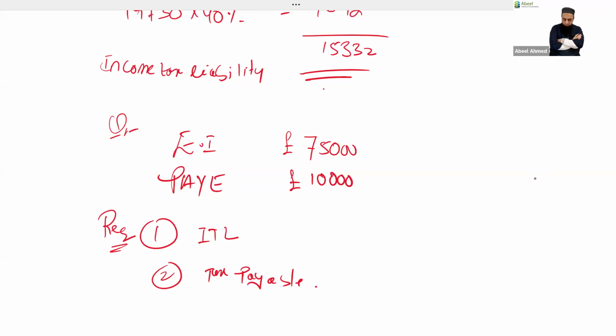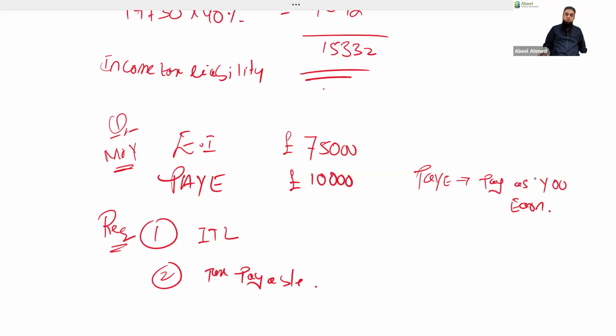Employment income, obviously a non-saving income. We have got PAYE this time as well. Now, what is this PAYE? PAYE means pay as you earn. Basically, pay as you earn means the income tax which the employee has already paid in advance. Assuming everything relates to Mr. Y, employment income of Mr. Y is 75,000 pound, but he has already paid the income tax 10,000. So pay as you earn means the income tax which you have paid in advance.